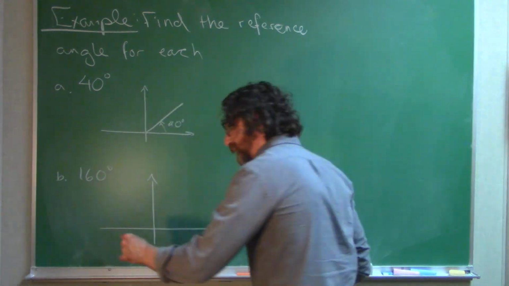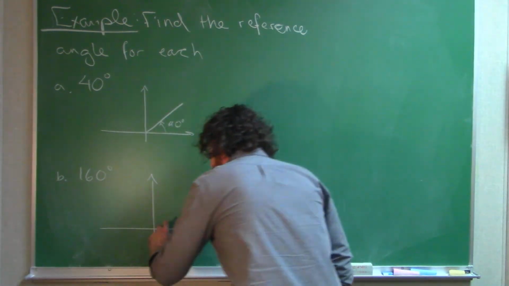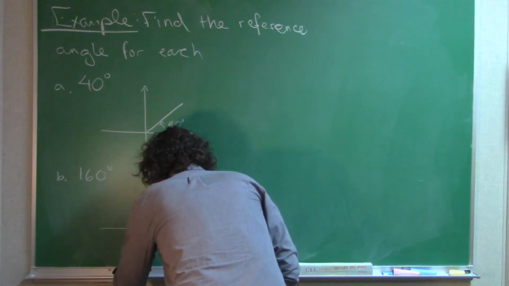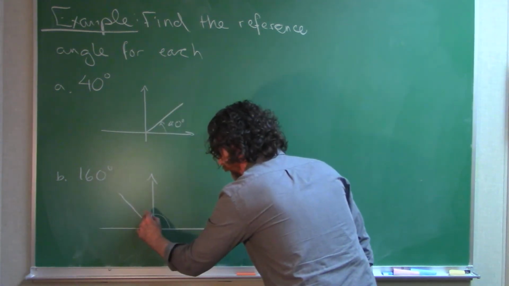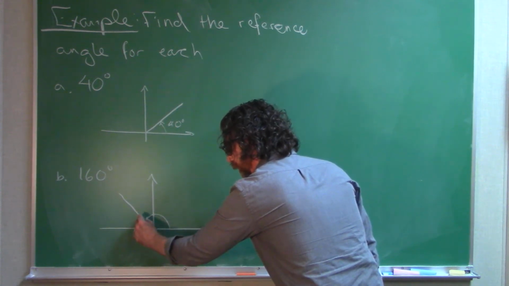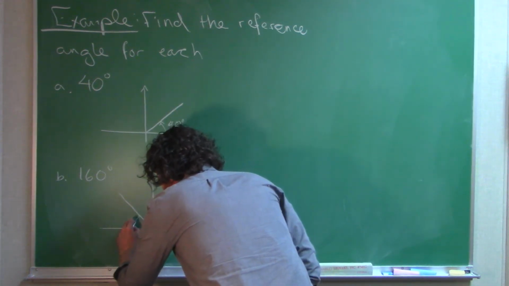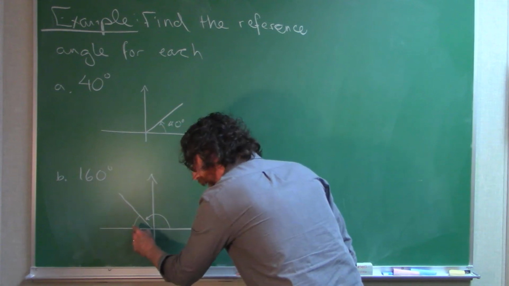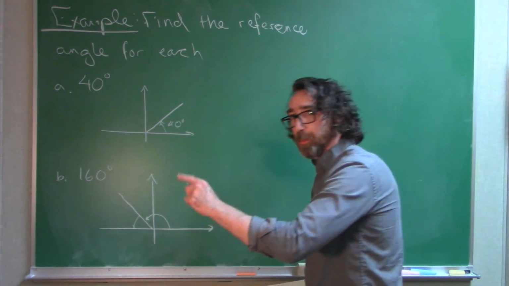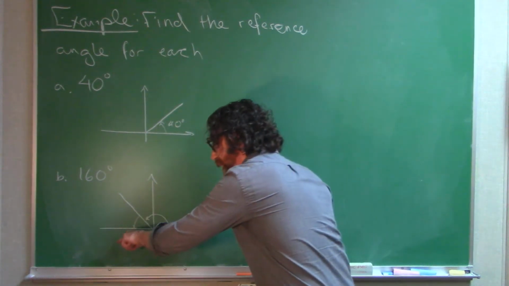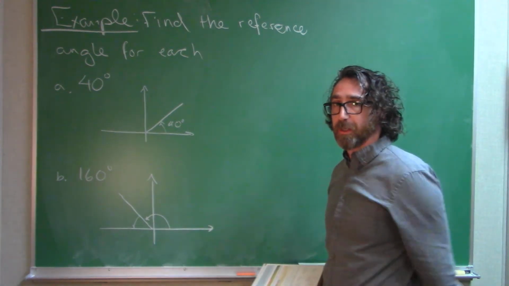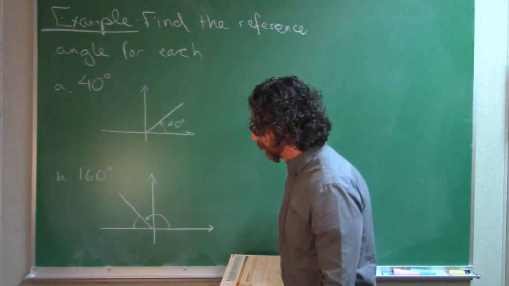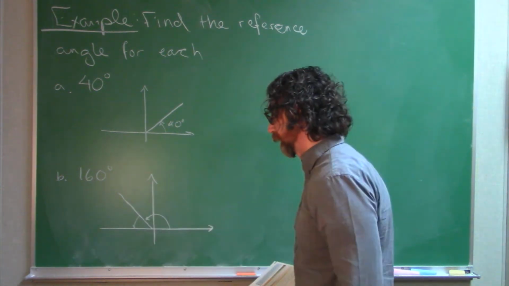Okay, now 160, that would put us in the second quadrant. So we're going over here. That's 90, so I've gone 70 degrees past 90. Now down here, this is 180. And remember, for my reference angle, I'm always going to the x-axis. Go to the closest part of the x-axis from your terminal side.